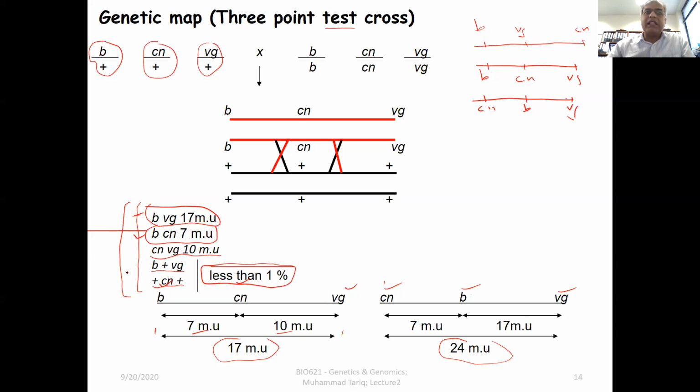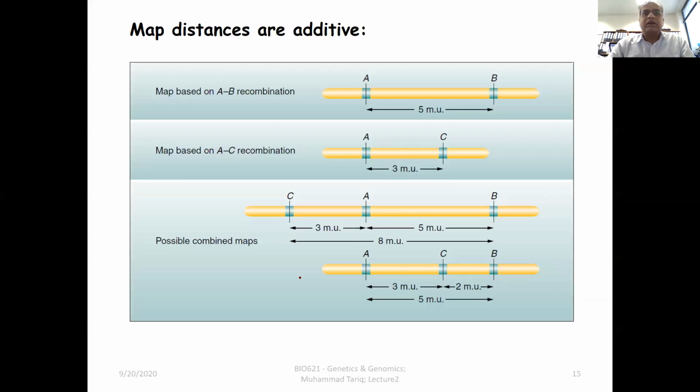And these are basically the double crossovers. These are the least number in a 3-point test cross, and these are due to double crossover. Okay, so we have to resolve this.